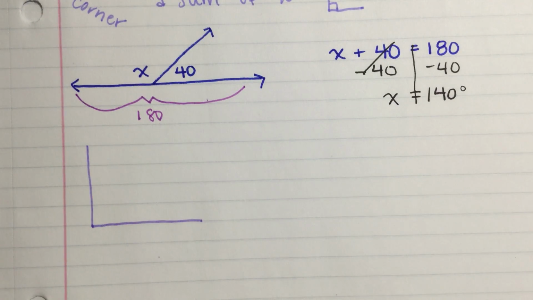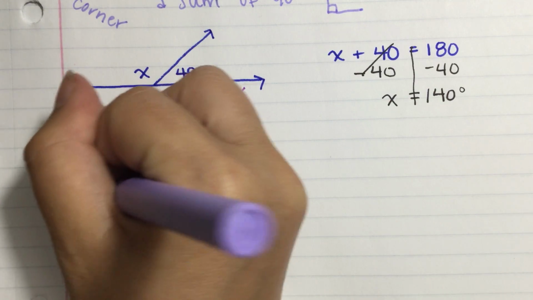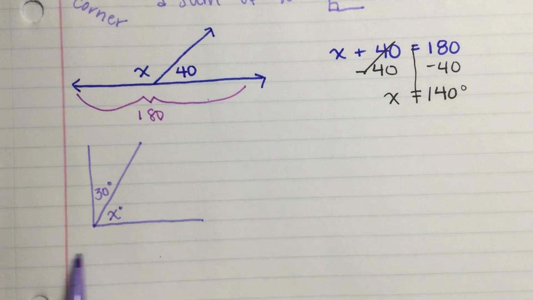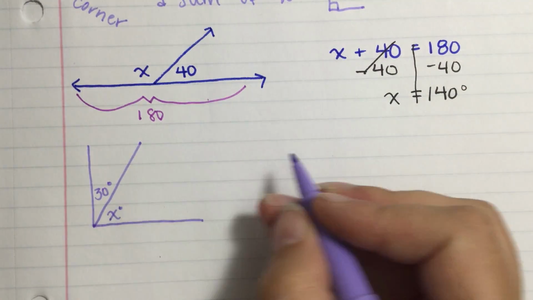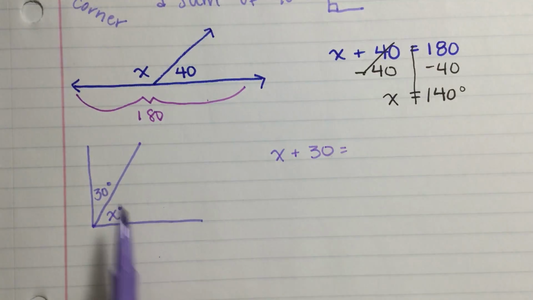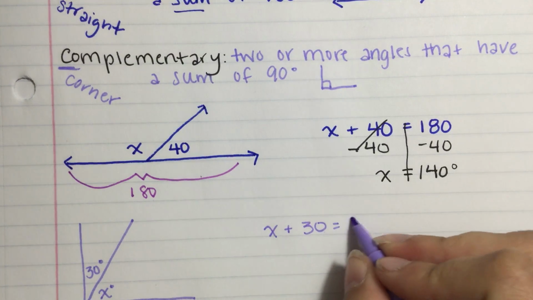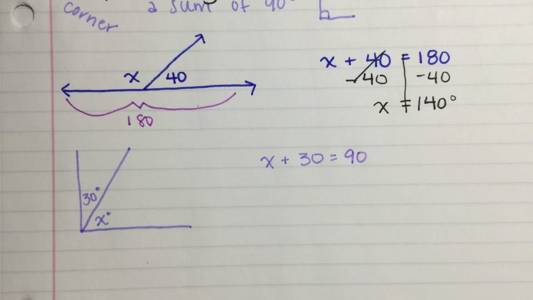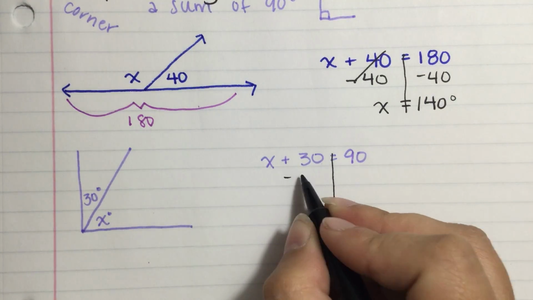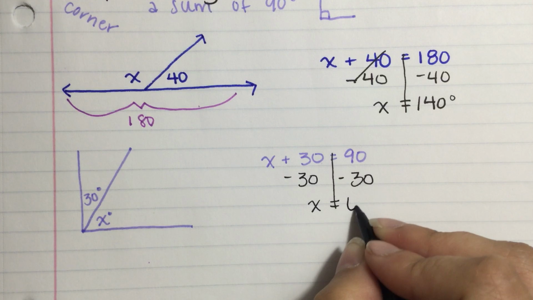And the same thing could be said for a complementary angle. Let's say I started with this, and we had that this is 30 degrees, and this is x degrees. Again, you could think about it like a tape diagram, or you could write your equation. x plus 30 is equal to 90, because this is a corner, which means it's complementary. And so then I go to solve. I draw my line. This is positive 30. To get rid of it, I'm going to subtract. And I am left with x equals 60.